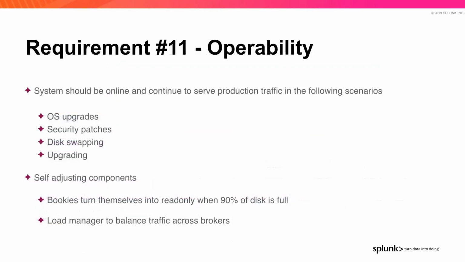So then, operability. The system should continue to be online and continue to serve production traffic in several maintenance scenarios. And some of the components will be self-adjusting. For example, bookies should turn themselves into read-only when 90% of the disk is full, and the load manager allows you to balance traffic across the brokers depending upon how much CPU or how much memory in the broker is being used.